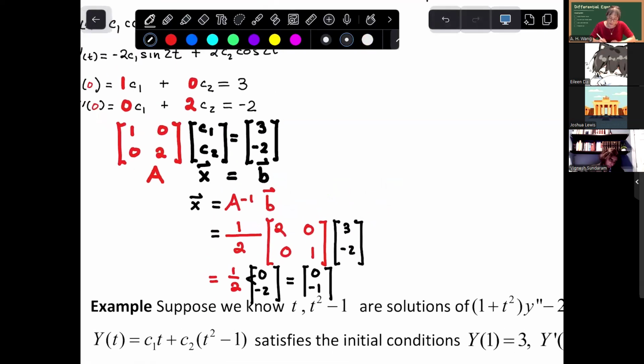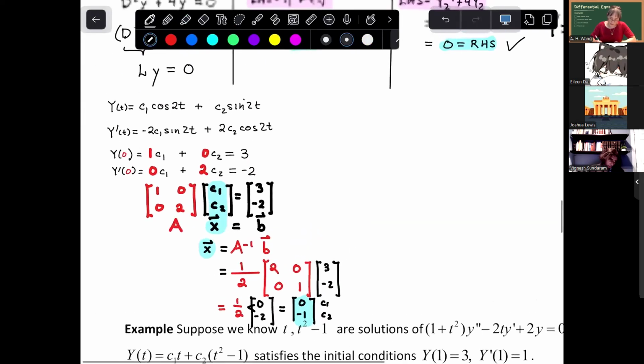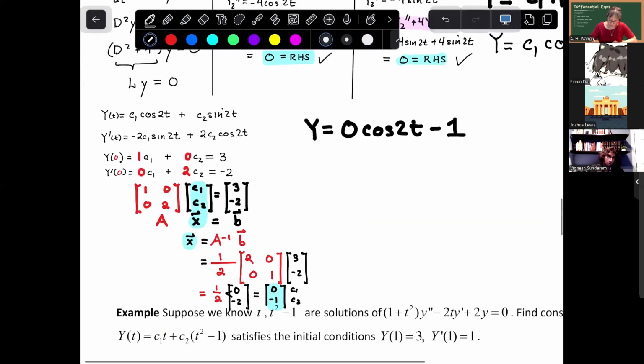And remember what the goal was? The goal was to figure out who is the X, which is the C1, C2. So this is the C1, C2 right here. You can even write it real small. This is going to be the C1, this is going to be C2. And remember what the goal is. You're going to take the C1, C2, and plug it in here and here to write down your Y. So let's write down the Y now. You can find the final answer. Y equals, the C1 was 0, cosine 2t, and C2 is 1, sine 2t.